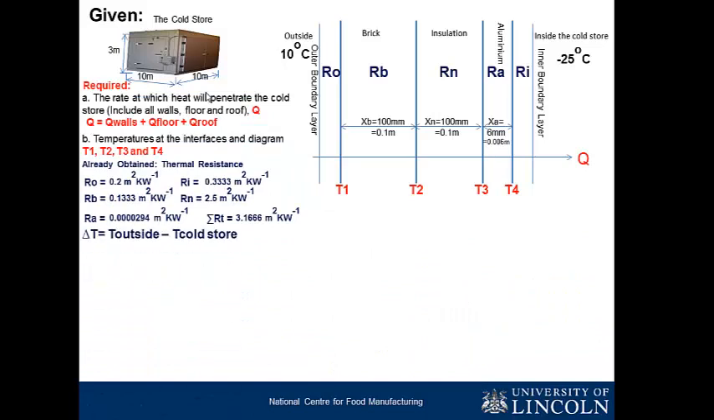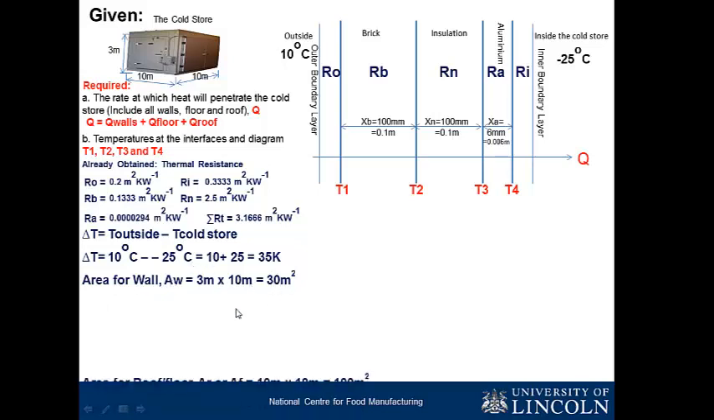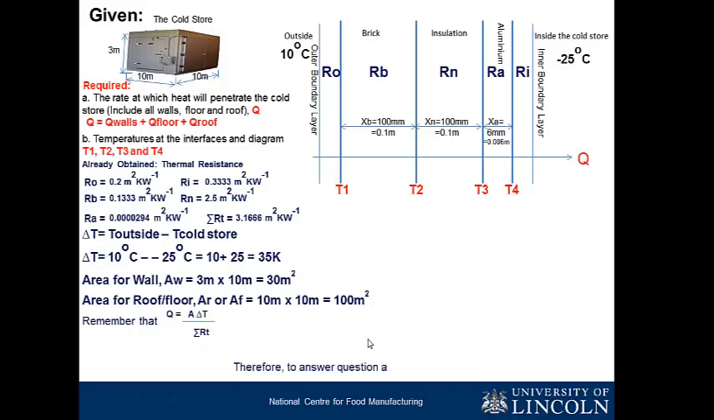So to calculate your area, don't forget that our temperature difference is not a problem. 10 minus 25, which is 35, that's not a problem. Now for walls, area for one of them is 3 times 10, 30 meters square. Now for roof or for floor, because they have the same dimensions, 10 by 10 for roof and for floor, we have 10 times 10, 100 meters square. Now this is the formula that I use. Now you can see that A is not in this formula.